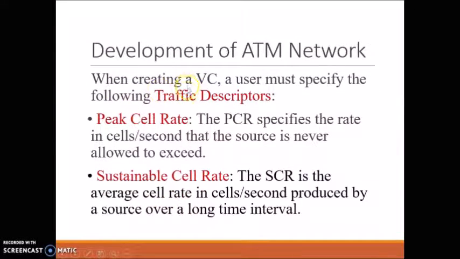When creating a virtual channel, a user must specify the following traffic descriptors. Peak cell rate specifies the rate in cells per second that the source is never allowed to exceed. Sustainable cell rate is the average cell rate in cells per second produced by the source over a long time interval.